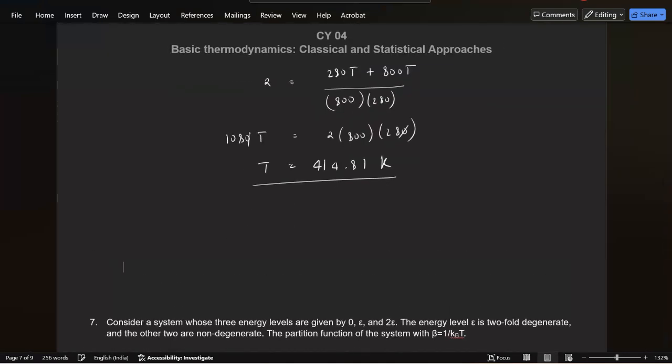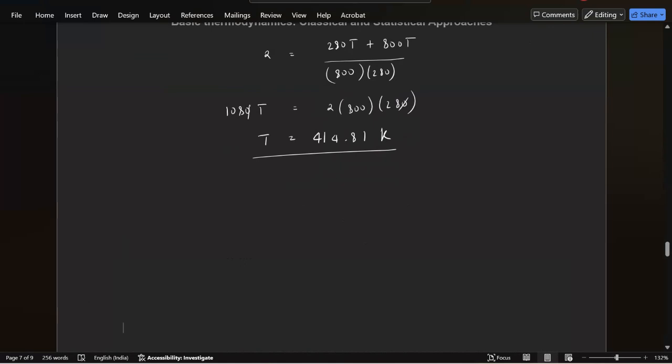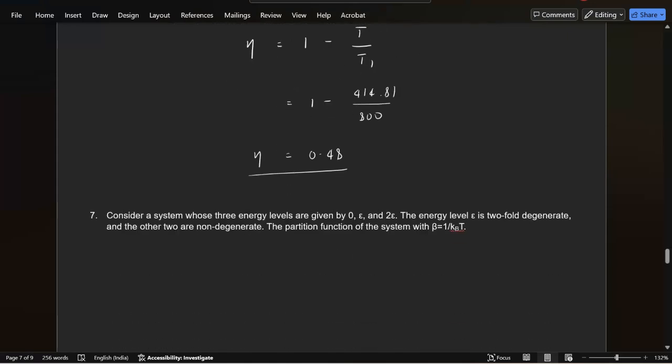Fine. Did you understand this part, JD? What I have done here? Yes, sir. Okay. Now we need to calculate the efficiency of the engine, right? So that is simple. 1 minus T by T1, that is equal to 1 minus 414.81 divided by 800. And how much is this coming out to be? 0.48. Okay. So it is 48% efficient. Did you understand this? Yes, sir.